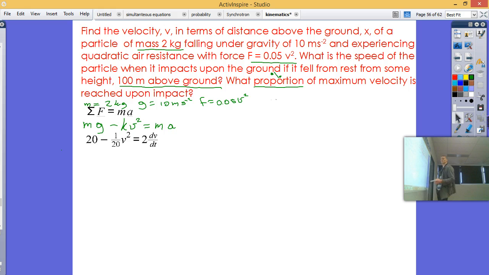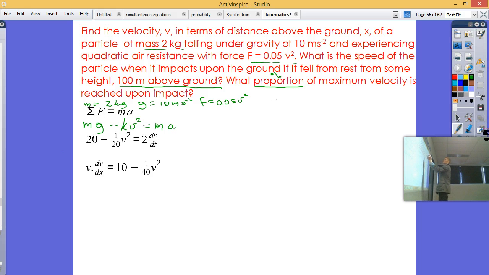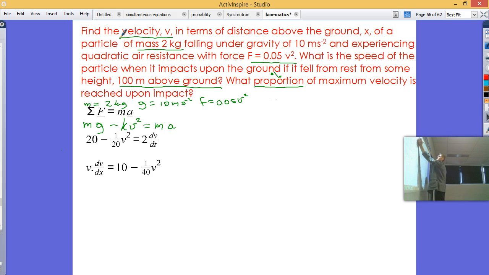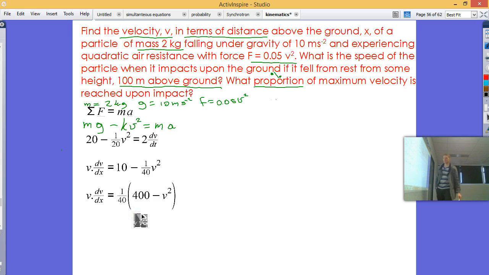Let's plug in our values. Mass is 2, g is 10, and so on. K is 0.05, which is a 20th. Let's express dv dt not as dv dt, but as a function of x, because I'm interested in what is the velocity as a function of distance, in terms of distance. Okay, and divide by 2. I've got this fraction of a 40th. I'm going to factorize that out, and now I get 400 minus v squared.